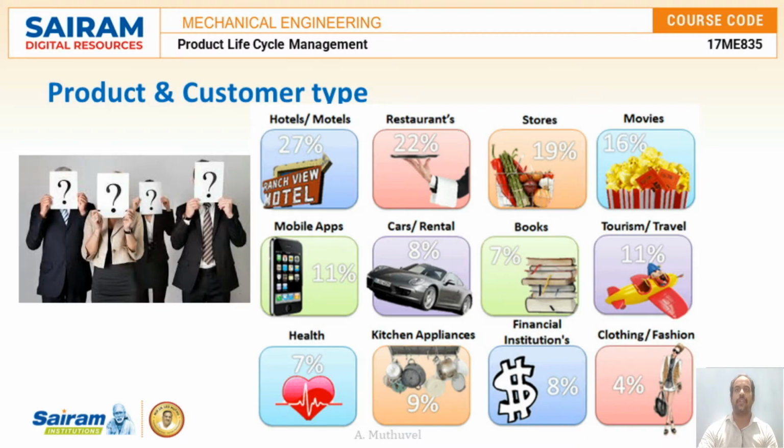And next is your product type and your customer type. That means to whom we are going to sell, or which type of product we are making, whether it's a restaurant, a store, a movie business, a book business, or a car rental business. You should have a clear idea about your product type, and with respect to it you should know your customer type also: who your customers are, what their age limit is, and how frequently they will purchase. You should have this data for new product development.